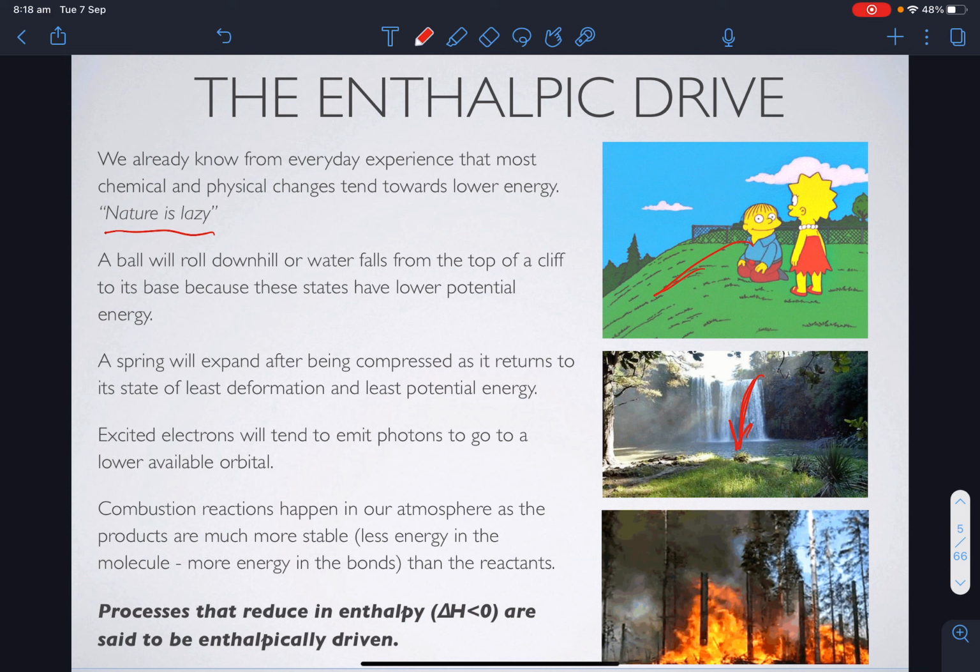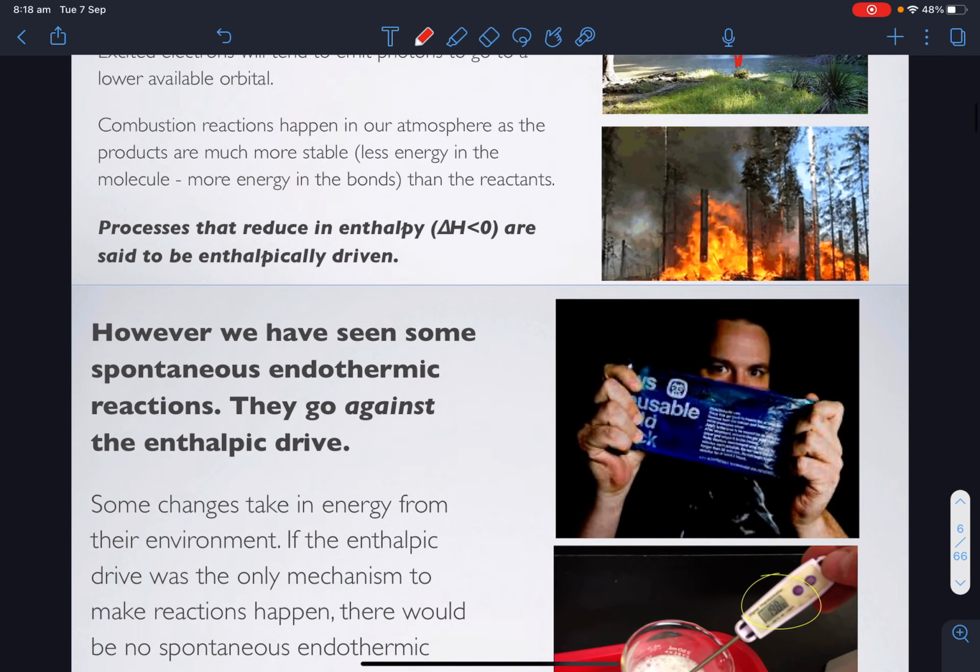So the enthalpic drive is the drive to release energy, or have an exothermic reaction, or enthalpy less than 0. Nature loves enthalpy less than 0. Those processes it really likes.